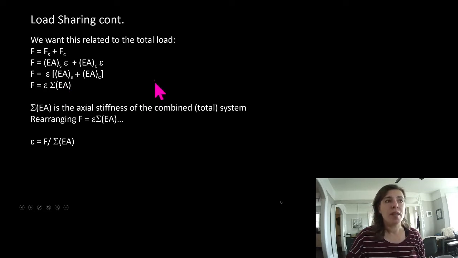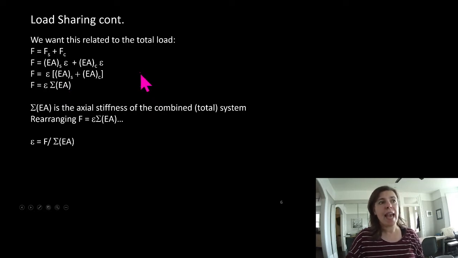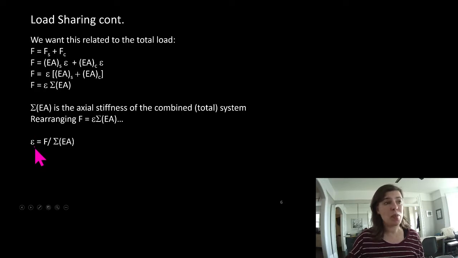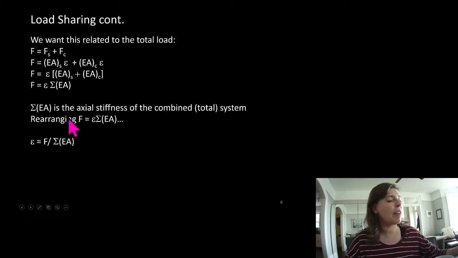We know that the force in the steel was the EA of steel times the strain, and the force in the concrete was the EA of concrete times the total strain. Well, the sum of EA is the axial stiffness of the combined system, or the total system. We can rearrange this if we want, and look at strain, because remember, the strain is going to be the same for both of them. We have the strain is the total force divided by the sum of the EAs, or the total of all of our EAs.